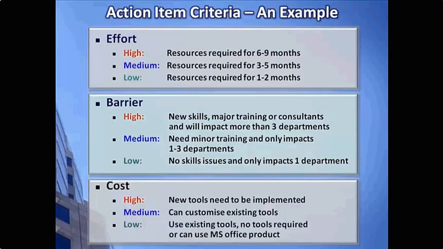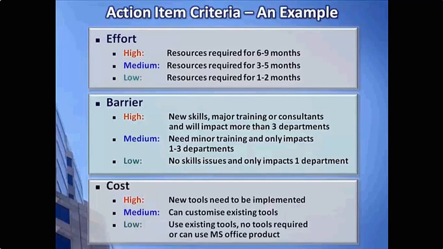And then cost, again, just some more examples under cost might be high if I know I need to use new tools and I know I'm going to have a major tool implementation involved with the action item. Might be a medium if I can customize existing tools, and a low maybe if I know I can already leverage existing tools that I have in place.